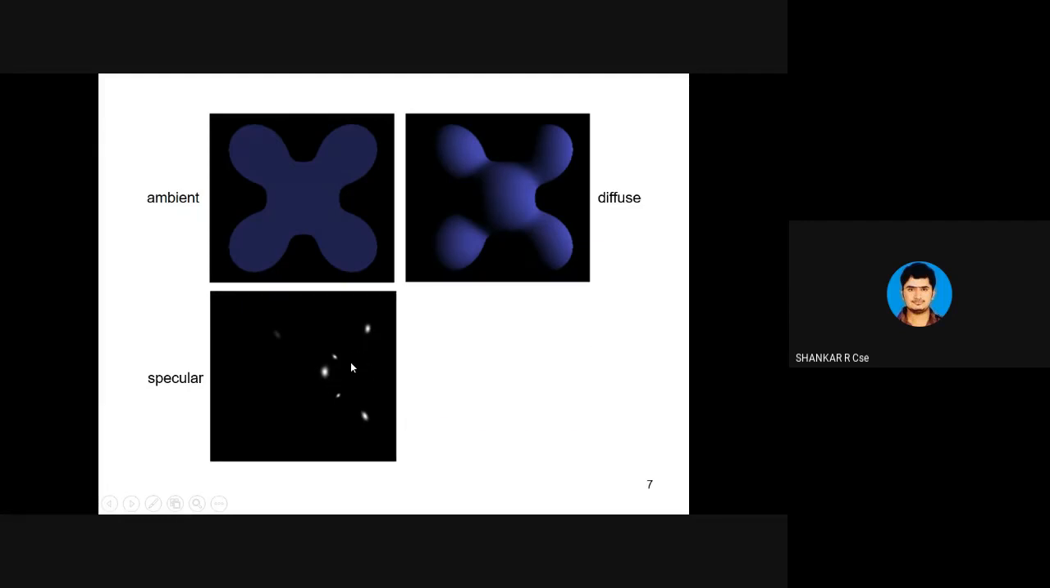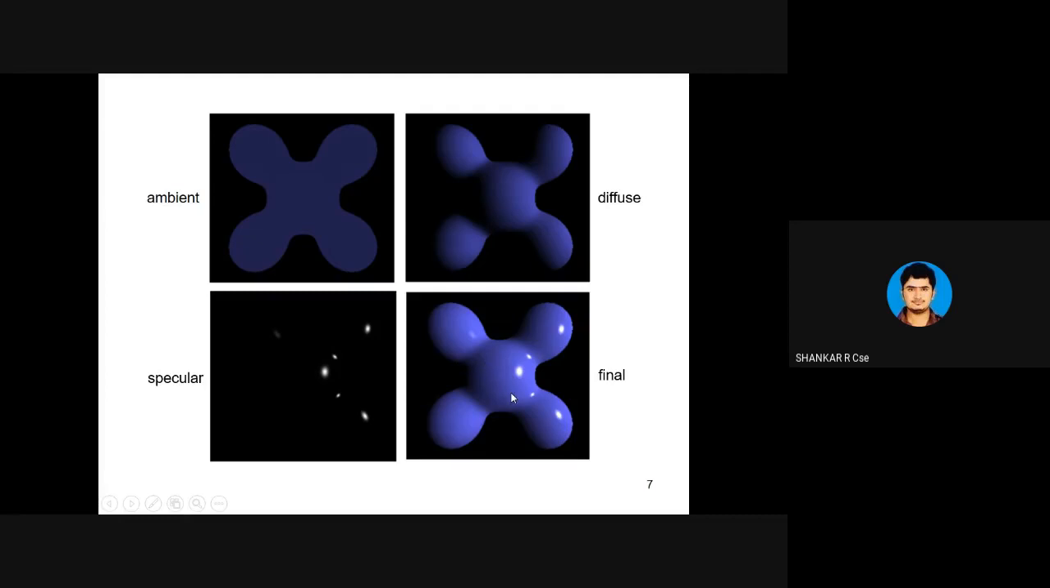And a perfect image should look like this, in the sense you should have taken care of ambience, diffusion, and specularity, and this is how your natural image should look. In other words, a natural image comes with equal proportion of ambience, diffusion, and specularity. This is what I mean by illumination models, light sources.